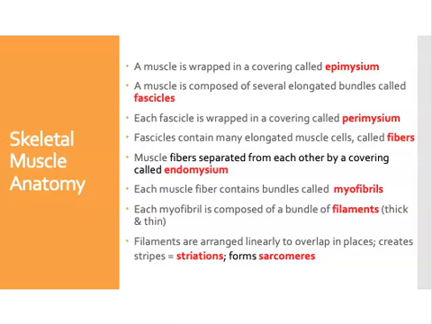Each of the levels in this hierarchy has anatomical structures associated with it. For example, each muscle, like the biceps brachii muscle, is wrapped in a connective tissue covering called epimysium. Remember, epi means around or surrounding. Now, if we were to take off the epimysium, that muscle would actually be composed of several individual bundles called fascicles. Now, if we took one fascicle, it too would have a fibrous covering around it. Now, that covering is called a perimysium.